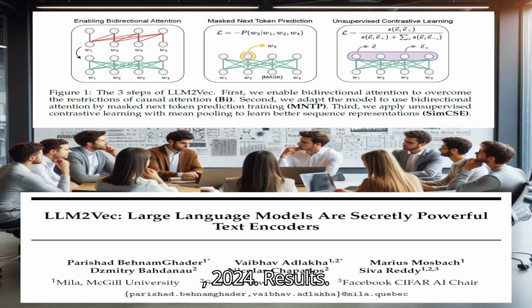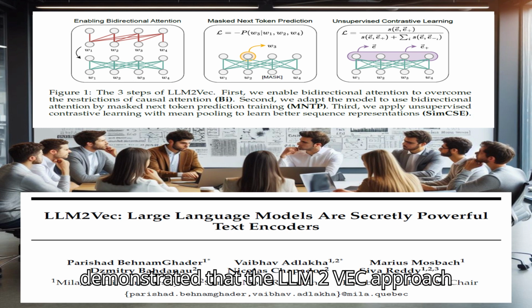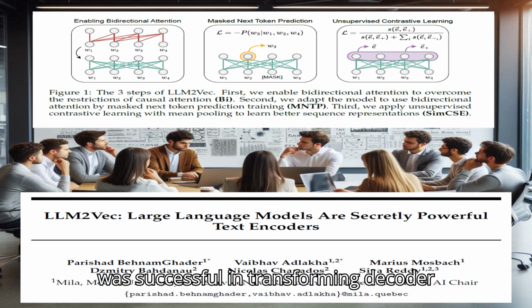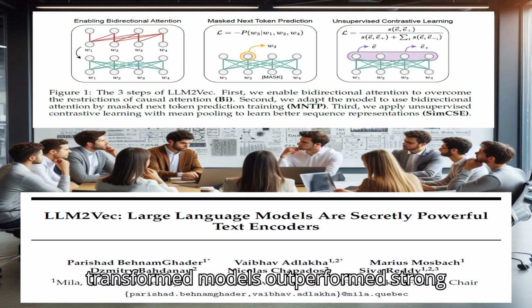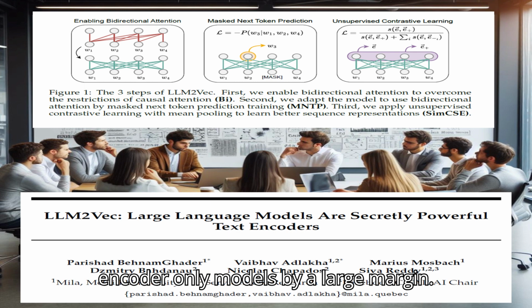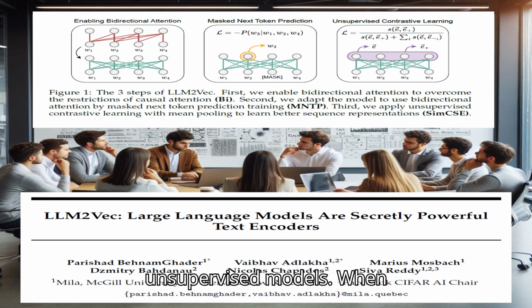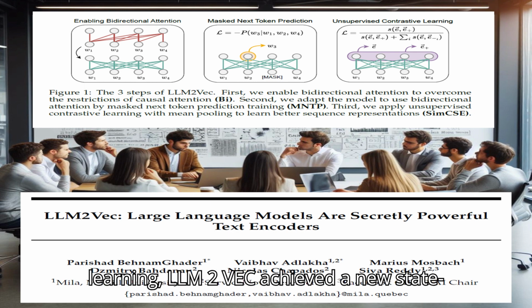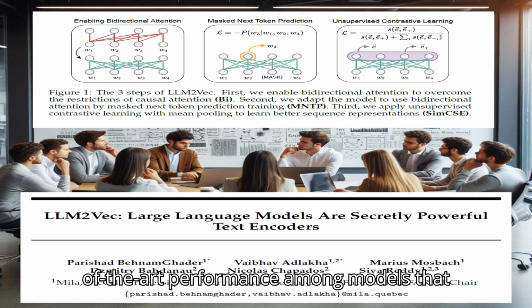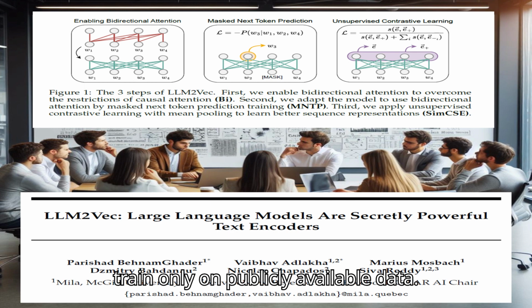Results. The results of the experiments demonstrated that the LLM2Vec approach was successful in transforming decoder-only LLMs into strong text encoders. On word-level tasks, LLM2Vec transformed models outperformed strong encoder-only models by a large margin. On the MTEB, LLM2Vec transformed models set a new state-of-the-art for unsupervised models. When combined with supervised contrastive learning, LLM2Vec achieved a new state-of-the-art performance among models that train only on publicly available data.